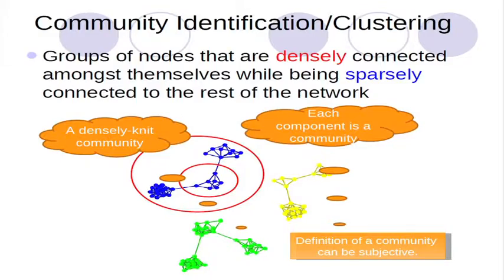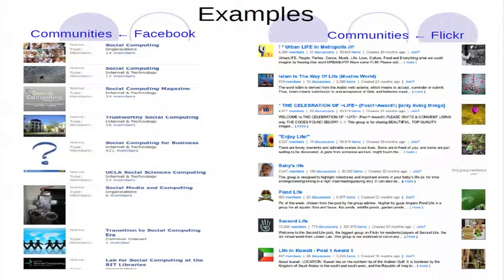Now the question is how to design efficient algorithms to extract such communities given large social graphs. For example, the communities in a Facebook graph or communities in a Flickr social network. In Facebook, as probably all of you have seen, there are various communities like social computing and transition in social computing. These are all communities about social computing, whereas in Flickr you have similar communities like Enjoy Life, Baby's Life, Pond Life, all communities related to life. You can have such communities in various social networks.